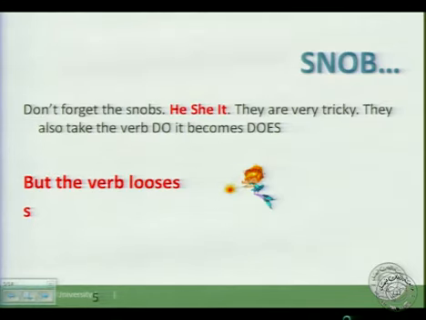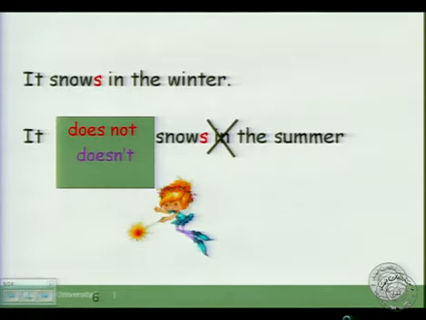They are very tricky. They also take the verb do, and it becomes does. Yes, we talked about this last time. What happens to the verb? The verb loses the S. Let's have an example. When we have the example, the picture becomes clearer.